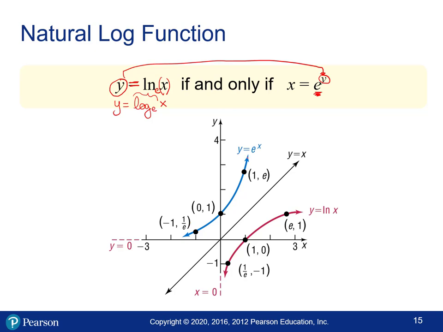This is the graph of our exponential function with base e. It's called the natural function, but this is the natural log function. So this is the graph of the natural log function in red. And remember, e is just approximately 2.718.